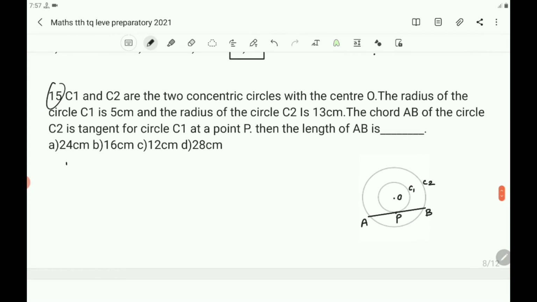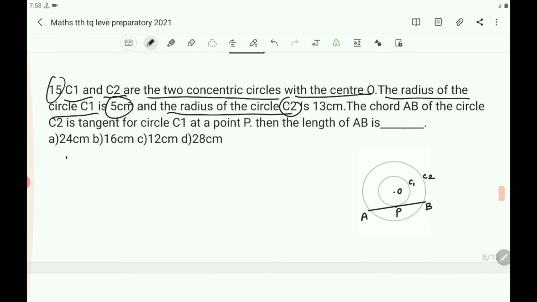15th question. C1 and C2 are two concentric circles with center O. The radius of the circle C1 is 5 cm and the radius of the circle C2 is 13 cm. The chord AB of the circle C2 is tangent to circle C1 at a point P. Then the length of AB is. Here what is given: C1 and C2 are circles with the center O. They are concentric circles. And the radius of the circle C1 is 5 cm and the radius of the circle C2.